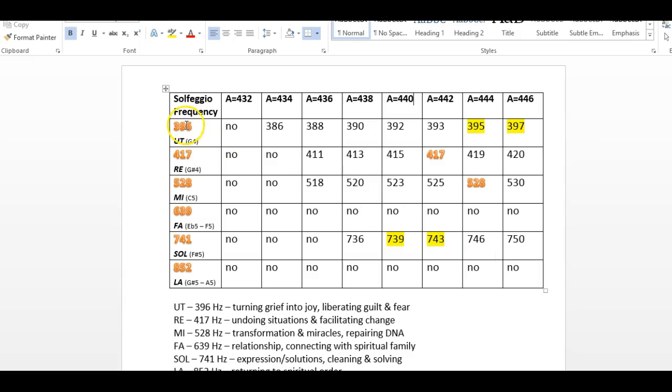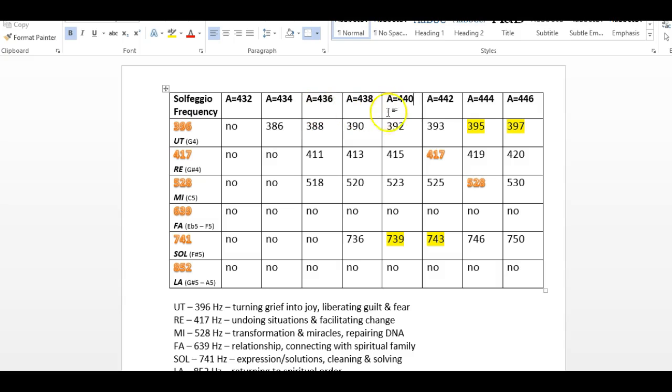Okay, over here on the left-hand side, you will see that I have the solfeggio frequencies listed that are supposed to be in the hymn to St. John the Baptist. They're saying that this particular hymn is using these particular frequencies. So I've listed those frequencies here.